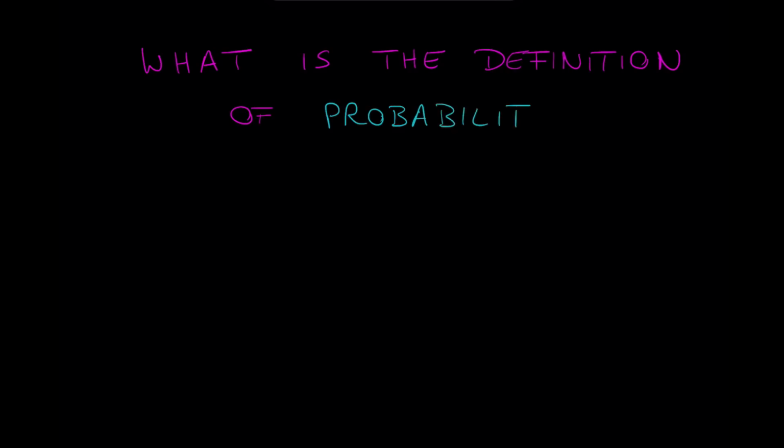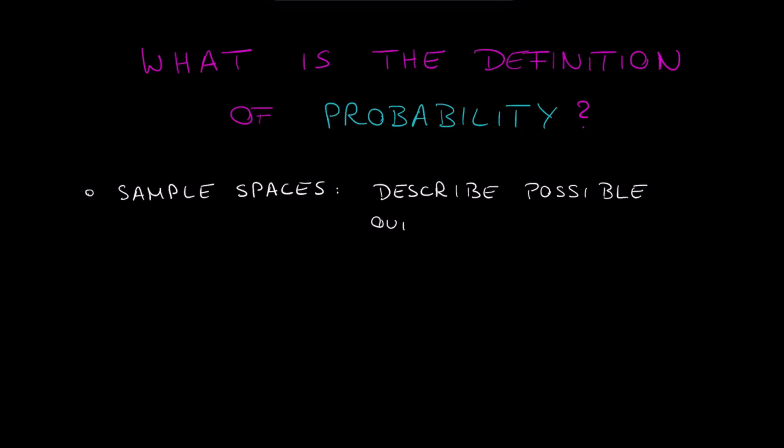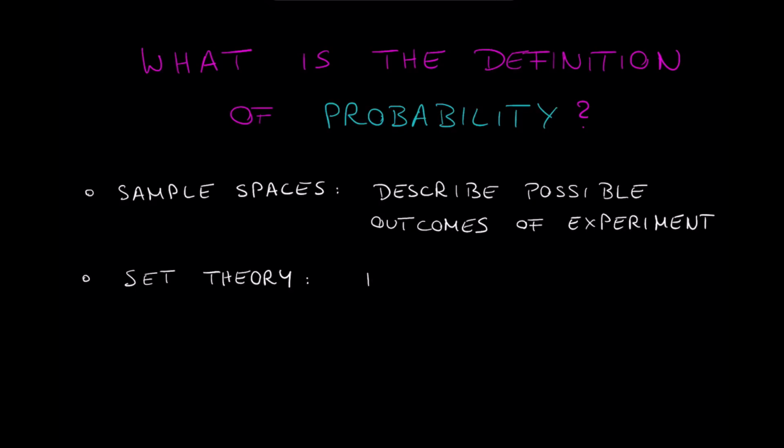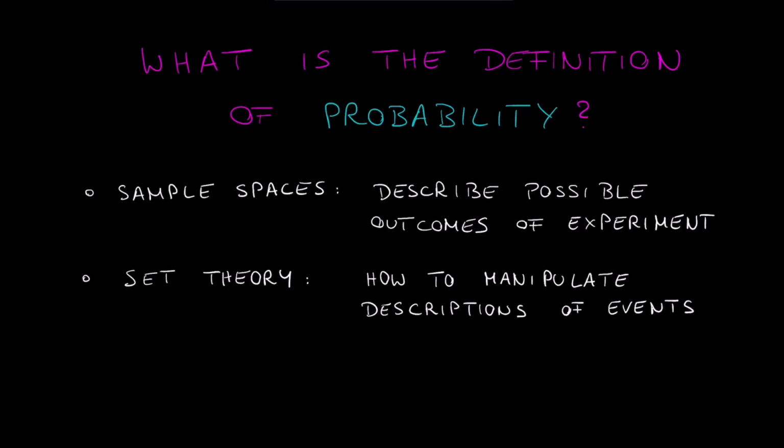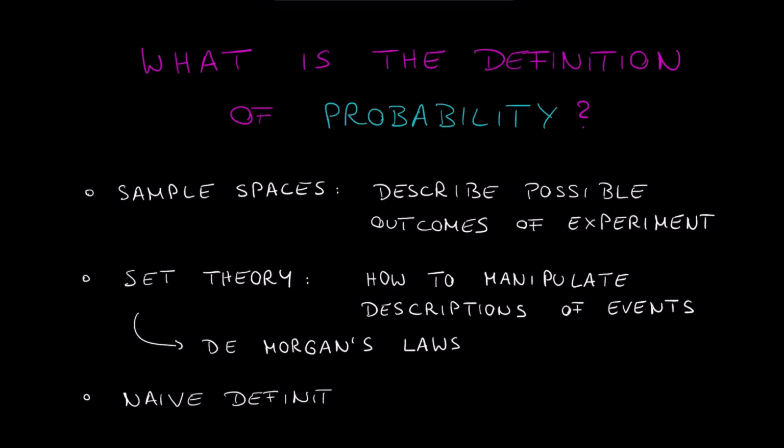Let's start with the content of this first chapter, in which we define probability. For this, we need sample spaces to describe the outcomes of random experiments. Then we will use set theory to manipulate these descriptions using the famous De Morgan's rules. Finally, everything is combined in the naive definition of probability, which forms the basis for everything that will come after it.